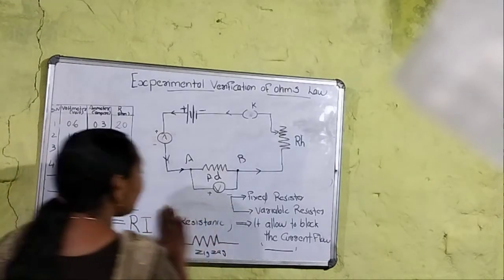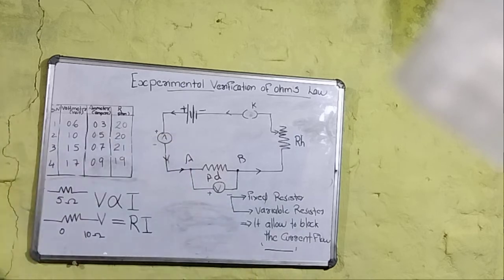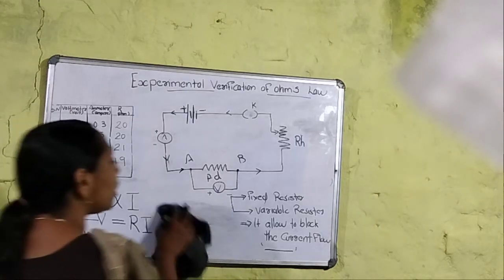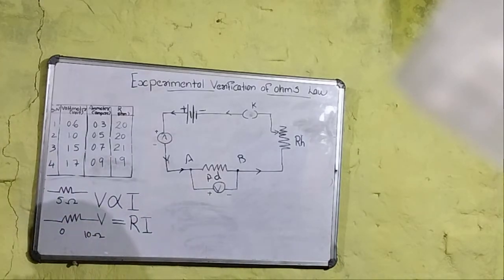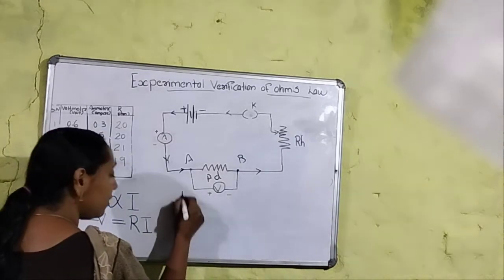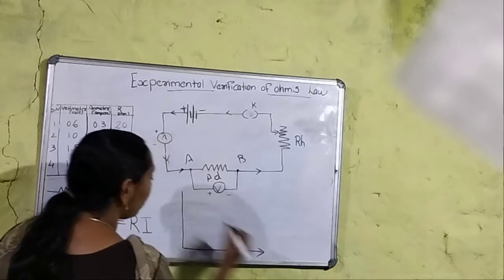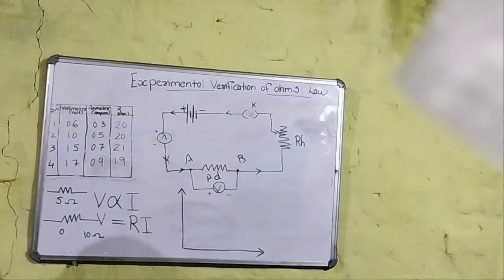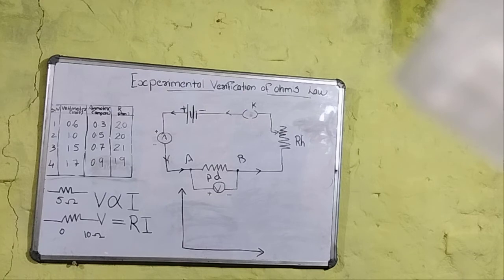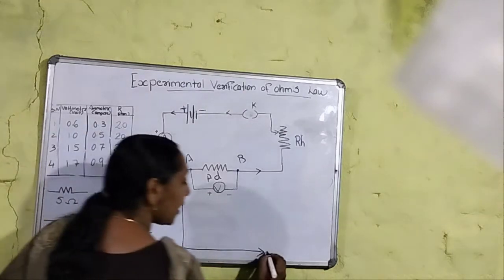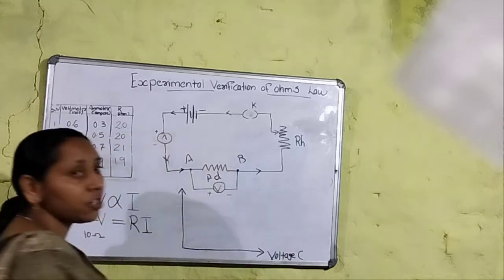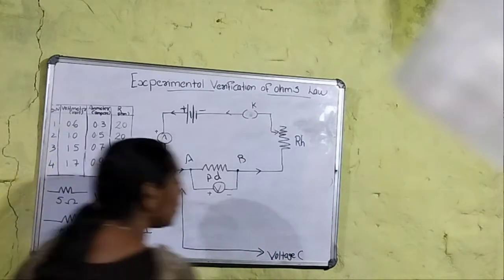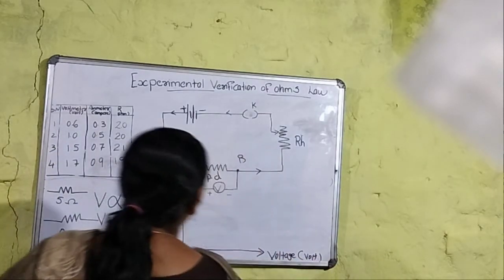I have already explained the Ohm's law equation. What is the Ohm's law equation? Voltage is directly proportional to current. Am I right? Yes. Voltage is directly proportional to current. So in the graphical representation of Ohm's law, always put voltage on the x-axis. What is the unit of potential difference, otherwise voltage? Yes, volt is the unit.